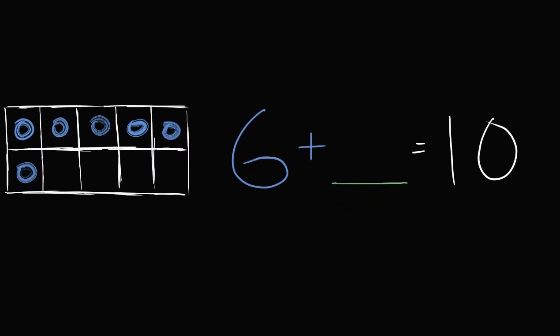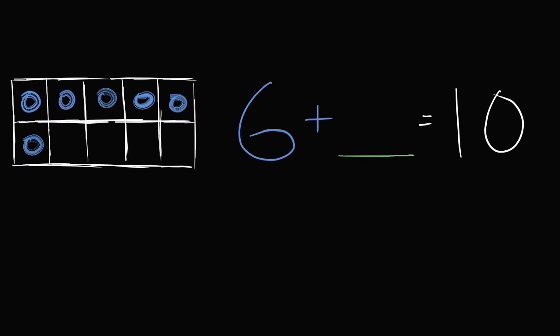So now I have 6 plus blank is equal to 10. So again, try to pause the video and see if you can figure out what the blank is. What do I need to add to 6 to get to 10? Let's do it together. So we now have 1, 2, 3, 4, 5, 6 circles. We have 10 boxes here. 1, 2, 3, 4, 5, 6, 7, 8, 9, 10.